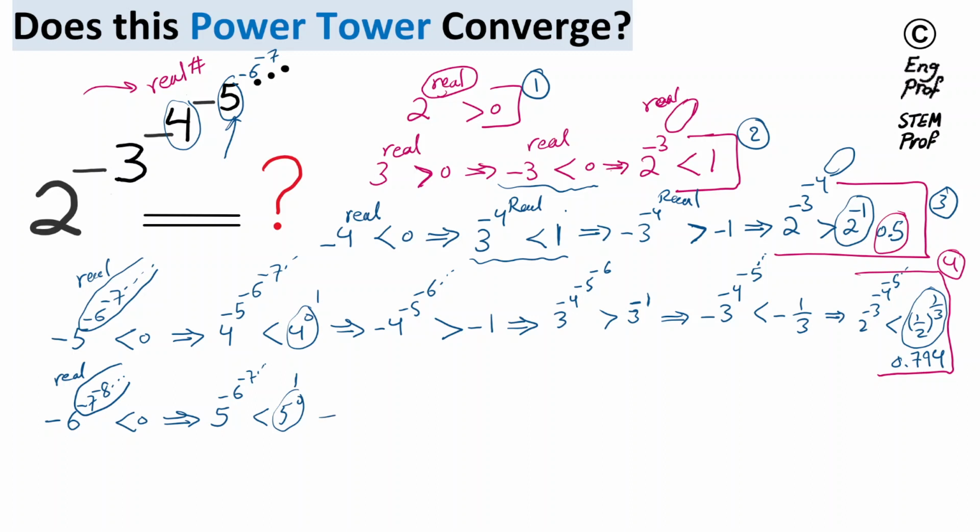So if we keep this whole process going, we end up finding that 2 to the power -3, -4, and dot dot dot for the actual target number, the infinite exponentiation, will be greater than 1 over 2 to the power 1 over 3 to the power 1 over 4.